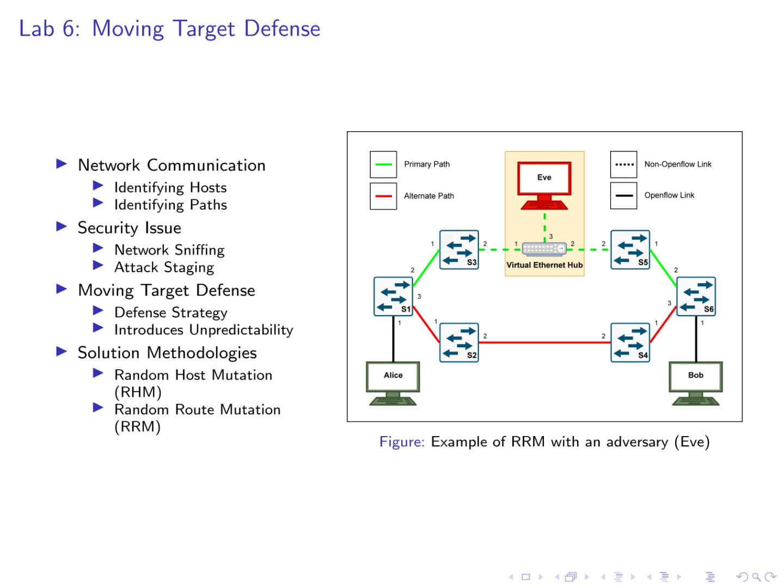Now, coming to Lab 6, Moving Target Defense. In practice, communication between network hosts depends on two things. First, the ability of the hosts to identify each other, and second, the ability of the network to identify the paths between them. Typically, services such as DNS are deployed and a routing process such as Dijkstra's shortest path algorithm is employed to help achieve that.